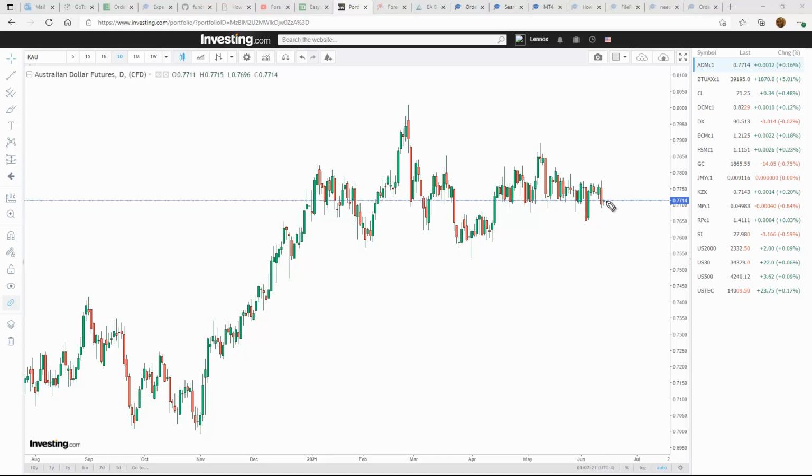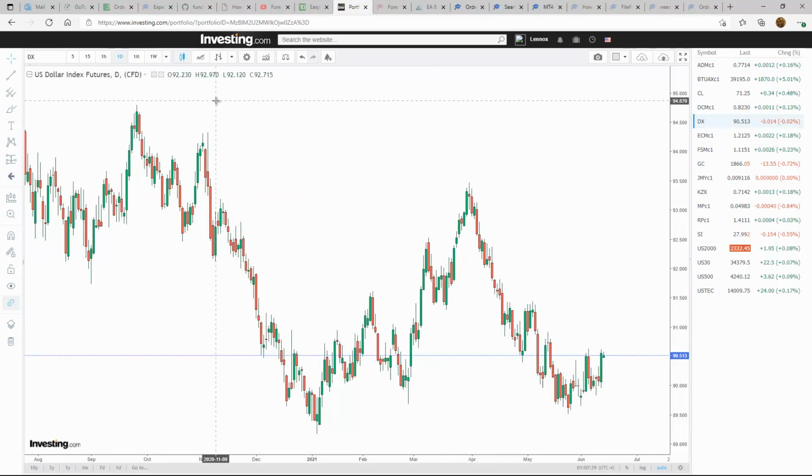Yes, we could get a little bit of strength in the short term, but it looks more like we're going to probably come back down longer term over the week. All right, so that's a look at the Australian dollar. All right, now the key to this, of course, is the US dollar.